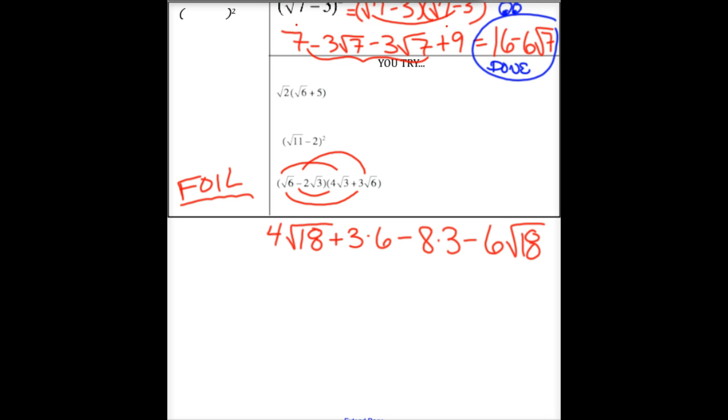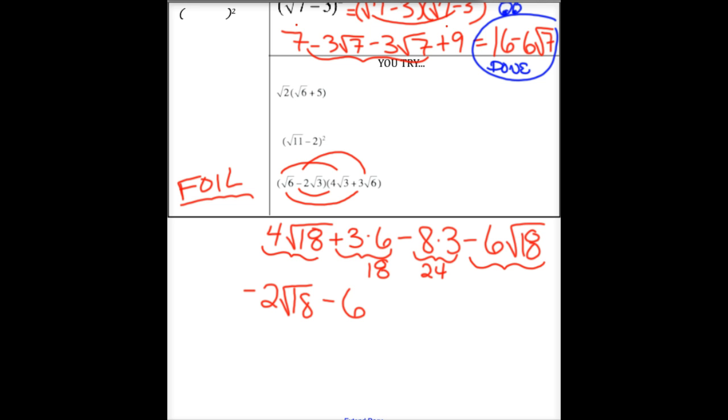And now I'm going to clean this whole thing up. I've got 4 root 18s minus 6 root 18s. So I am down 2 of those in the whole. I've got 18 minus 24, which is negative what? 6? You might say, all right, done.